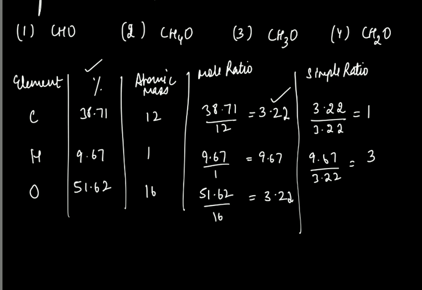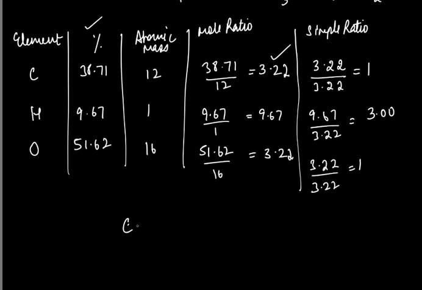Now, if it is coming 3.5, then obviously we have to multiply the whole, but in this case it's not. Okay, so even if we try to do, this is coming to be 3.00. So it's not going to be 3.5. So we are okay with that. So 3.22 divided by 3.22, this will be 1 again. So carbon simple ratio is this: carbon is 1, hydrogen is 3, and then we have oxygen 1. So this is our empirical formula.